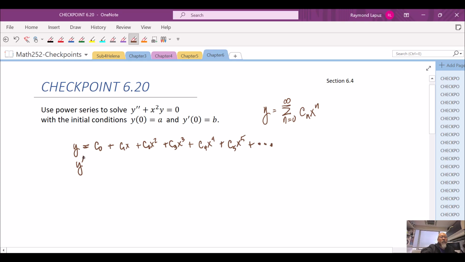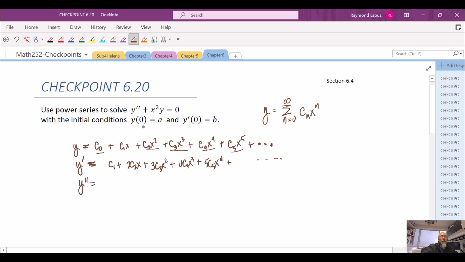Now we do need to take the derivative of this. The derivative of a constant is 0, so we'll just have a c sub 1 constant now, plus the derivative of the next term, which is going to be 2c sub 2 x. And then the derivative of the next term is going to be 3c sub 3 x squared, plus 4c sub 4 x to the third, plus one more, 5c sub 5 x to the fourth. And then this thing goes on forever again.